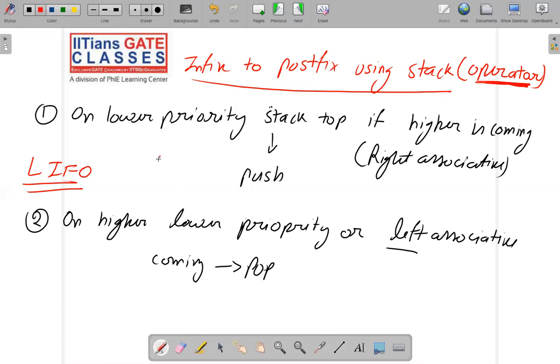So on the top of stack, we have some operation like plus. Now if star comes up in the expression and we are comparing this star to the plus, star has higher priority, so we will push star here. The second statement says: if star is there and plus has come up, then we will pop the star and print it, or you can say put it in the expression to convert it into postfix. What we are doing is infix to postfix.